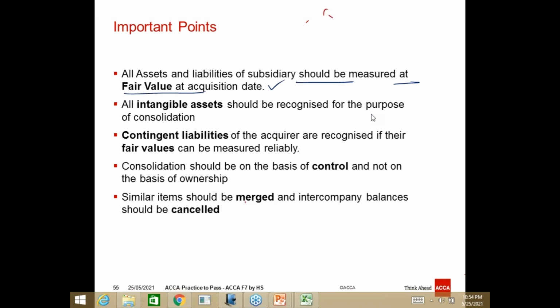But with respect to SOPL, there will be a loss of 27,000 and an impairment loss of 40,000. So the total of 67,000 will go in the SOPL, because revaluation surplus will go in the OCI.